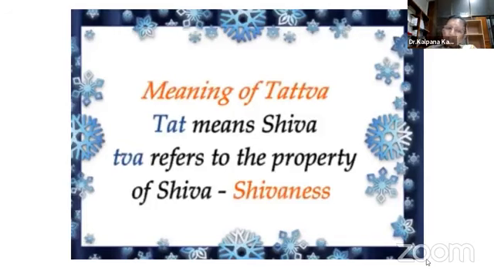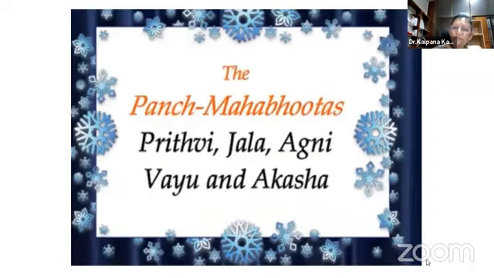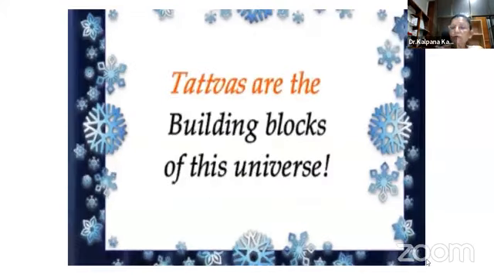Tattva literally means, tat means Shiva, and it refers to the property of Shiva, Shivaness. So tattva is Lord Shiva's property. The five elements flew out from Lord Shiva, and that's why it's called Panch Tattva. So the Panch Mahabhut, the Prithvi, Jal, Vayu, that's why it's called Panch Mahabhut, Maha, the greater.